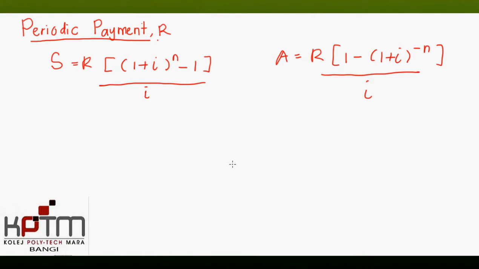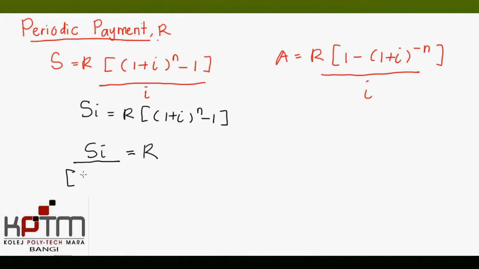Now we shall discuss how to find the periodic payment, which is R. We need to make R the subject. By transferring the i to the left, it becomes Si equals R[(1 + i)^n − 1]. To leave just R on the right side, we transfer the bracket to the left side. It becomes Si divided by [(1 + i)^n − 1].